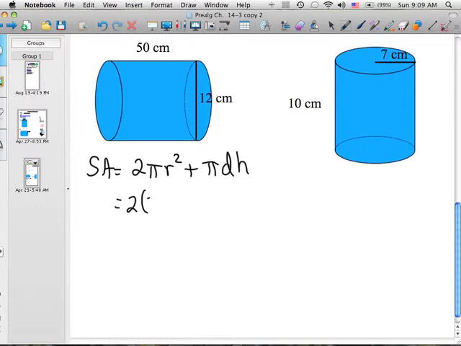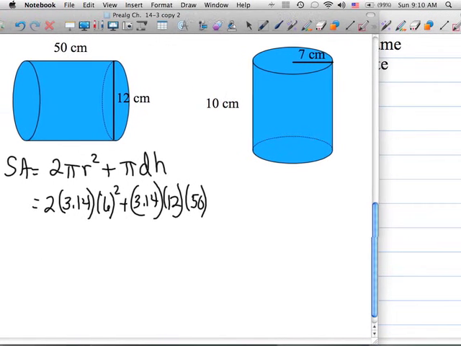So it's 2, replace pi with 3.14. The radius of the can, the circle here, the distance across is 12. The radius is half of that, so that would be 6 squared. Plus pi, 3.14. The diameter of that circle is 12. And if I turn this can around and set it on either circle, it's 50 high.